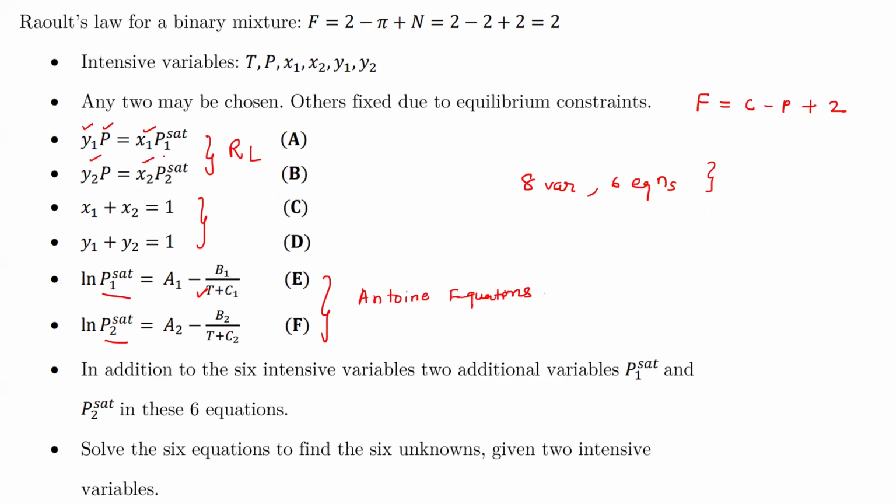Now, I already know X. Now I have found P1 sat. I don't know Y1, Y2, and P. Right? Now, if I sum up these A and B, what I have is Y1P plus Y2P equals X1P1 sat plus X2P2 sat.